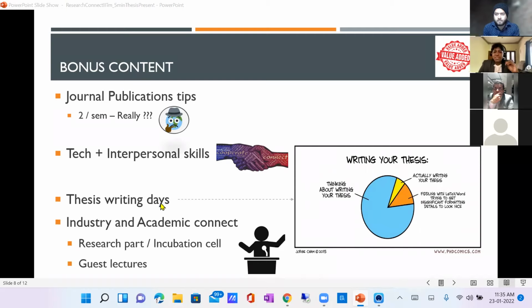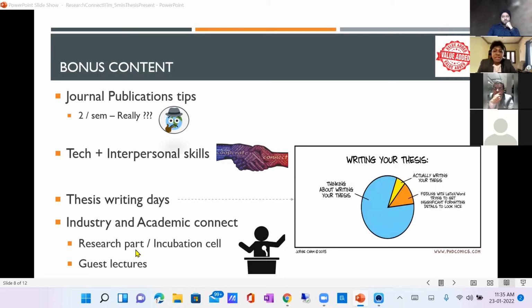So for thesis writing days, during our research days itself, we have to be very organized so that it will be very systematic to complete our thesis. And industry and academics connect. Here I have told you what the industry will look for more, and what the academics will look for more. So as a student, we can balance between the industry and the academic.